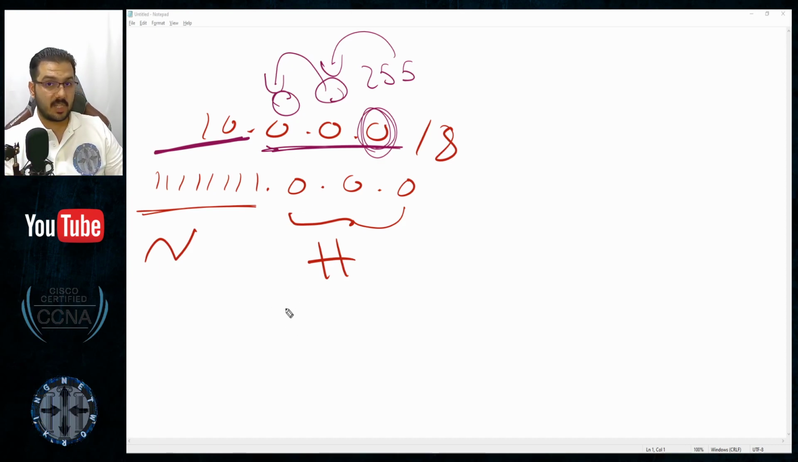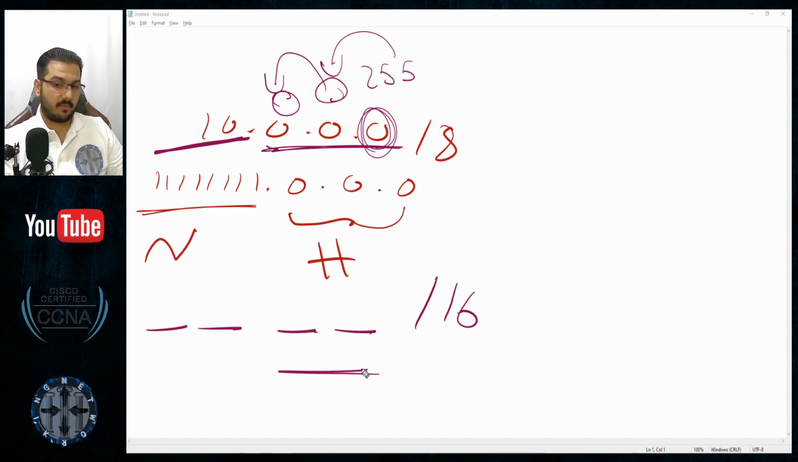When it was /16, we had the first 2 octets filled with ones and the second 2 octets filled with zeros. That means that the first 2 octets are the network part, and the second 2 octets are the host part.